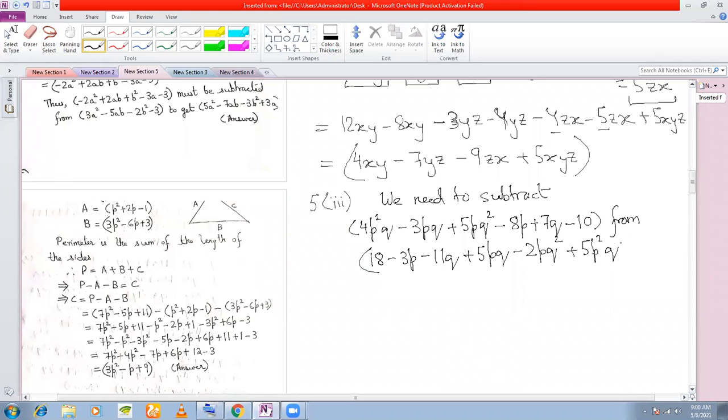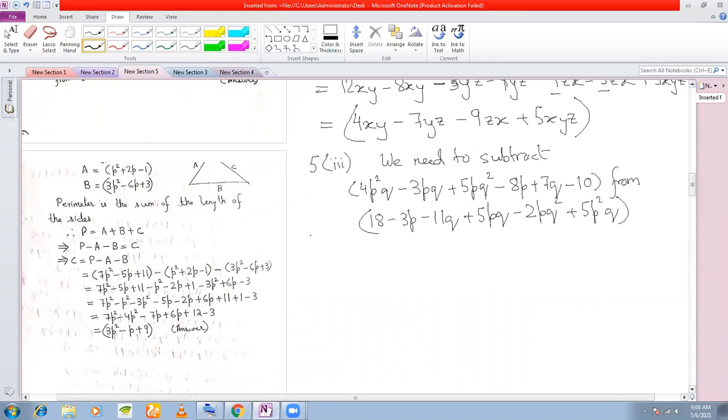Okay, so these two expressions we need to subtract, and from the second one you have to subtract. So therefore you write difference is equal to, since you need to subtract from the first expression, you write the first expression first: 18 minus 3p minus 11q plus 5pq minus 2pq square plus 5p square q minus. Since I don't have space on my first line, I'm writing in the next line, but try to write the entire expression in the first line.